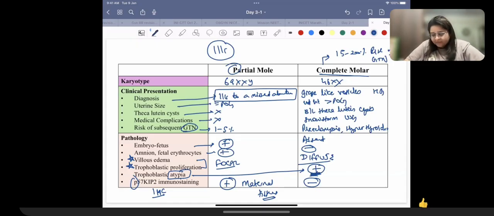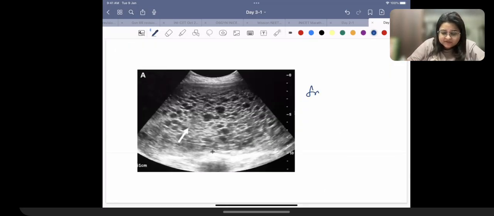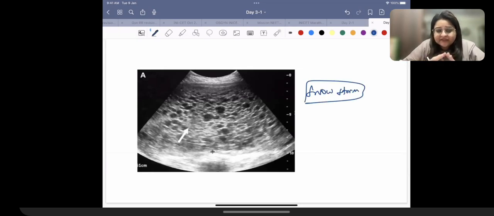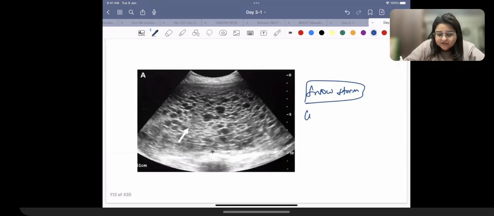Now, these things are important to understand because you can get a clinical question and they'll ask you what is there. This is the snowstorm appearance. This question has come in every single paper in the last 5 years. Either in NEET PG, INI, or FMG, but in some paper this image is always there. So always know this image. This is a typical complete mole. In a partial mole, you're not going to see this good a picture. This is a complete mole, the grape-like vesicles.